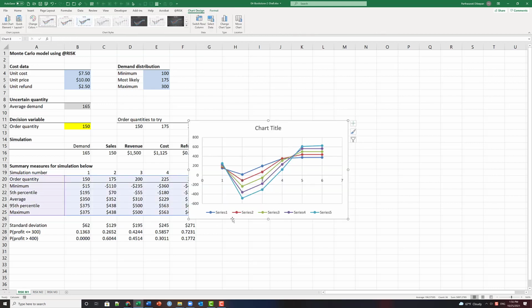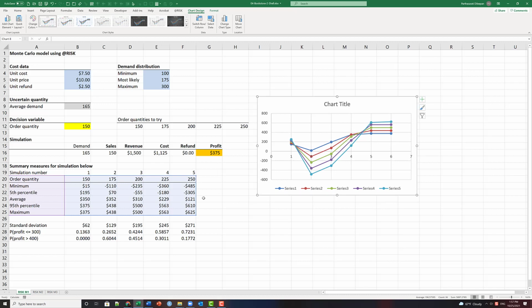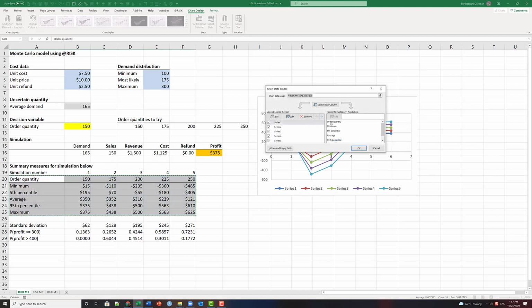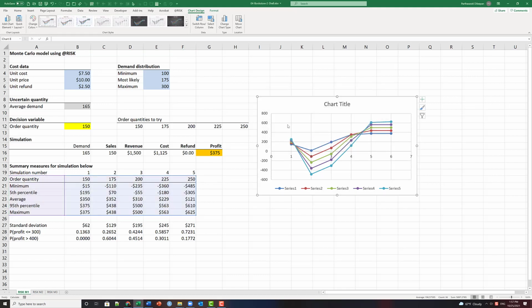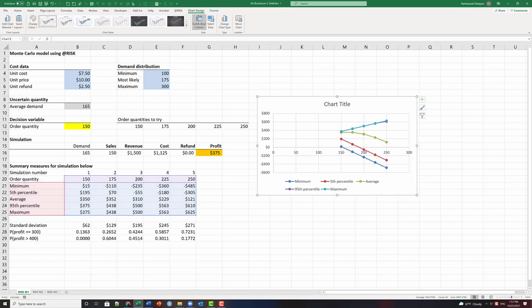Okay, so here it's plotting this way instead of this way. All right, so we have one for this series, one for this series, and so on. So if you select data, you see the x-axis values are these, and these are the corresponding y values. So we want to swap, so you say switch rows and columns. Now we have one line for minimum, one line for percentile, and then the order quantities are on the x-axis.